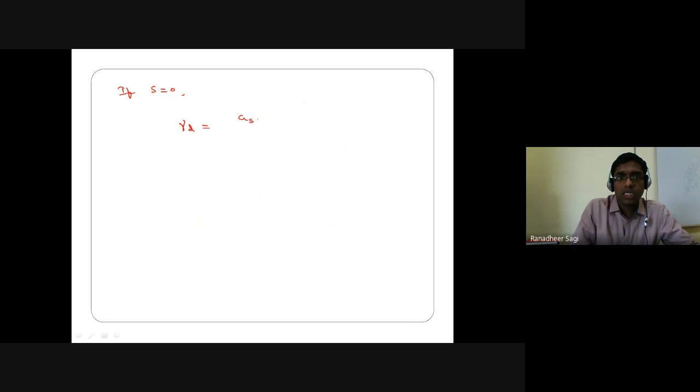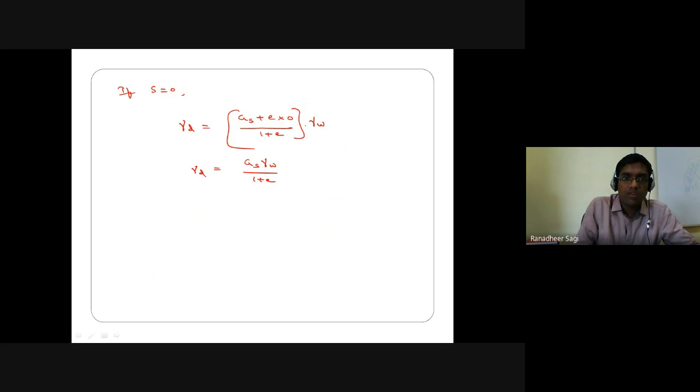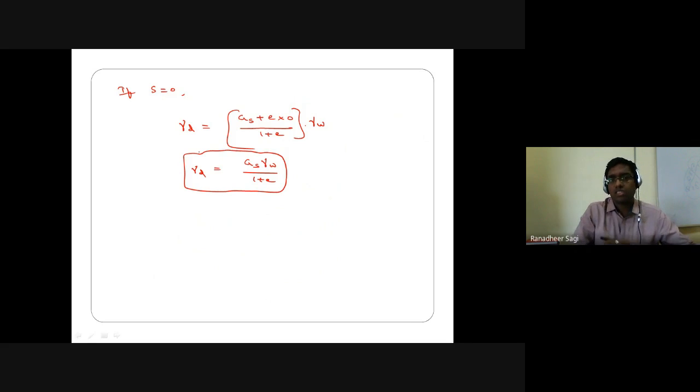So we write it as (GS + e·0)/(1 + e), this total, into gamma W. This is what we have. e into 0 is nothing but 0, so we once again get GS into gamma W by 1 plus e. This is the expression which we have already derived previously. So that's how we go on to derive the relation between various parameters, various terms that we are interested in looking at.